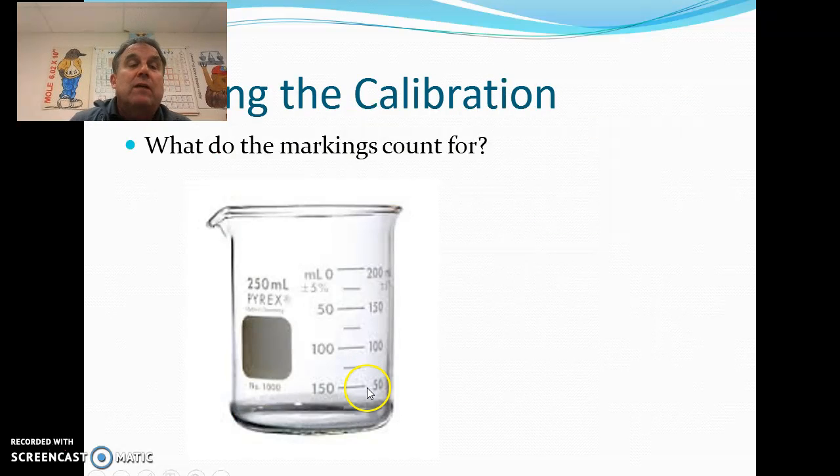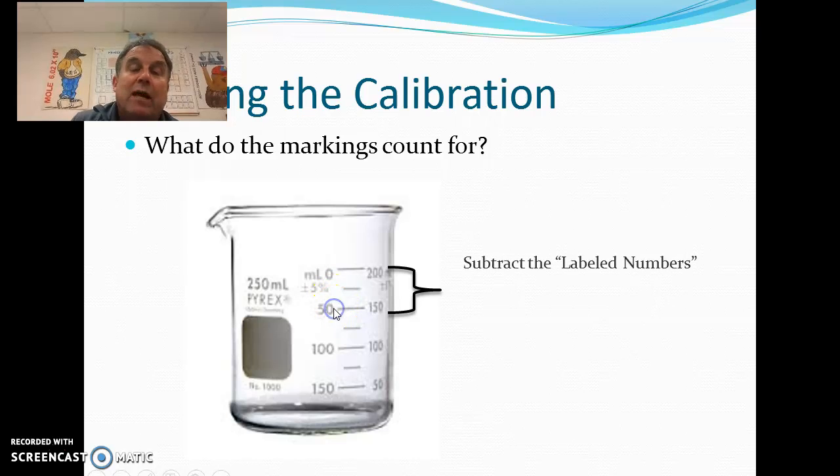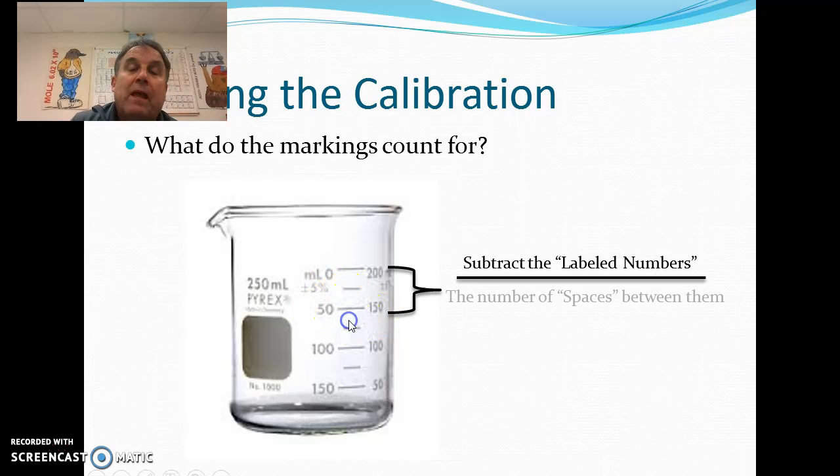Now, a little bit of practice on reading calibrations. First of all, with a beaker. This will illustrate why we don't use beakers to measure volume of liquids, because they're just not very accurate. What you do is you count the two labeled markings, and you subtract the difference between the labeled numbers. So you could either say 200 minus 150 or 50 minus 0. And then you divide that by the number of spaces, and there's 1 space, 2 space, so each space counts for 50 divided by 2, each space counts for 25 mils.